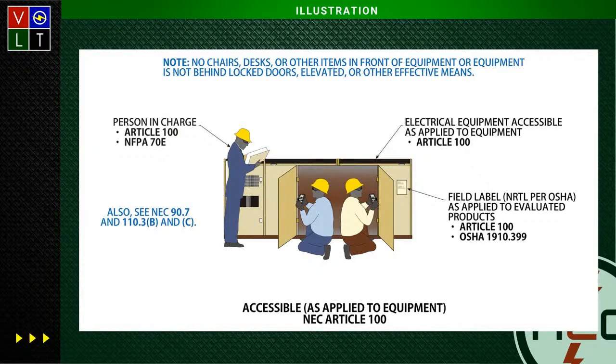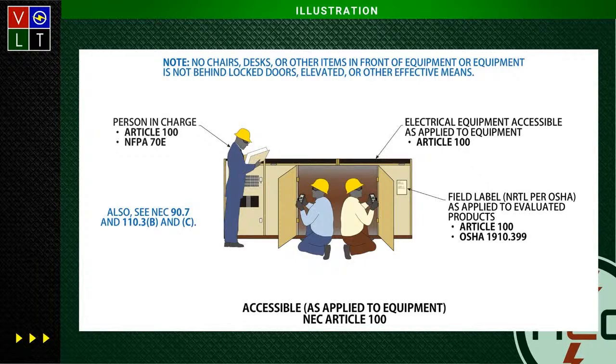And we also put in here that the main note to this was that no chairs, desk, or other items in front of equipment, or equipment is not behind locked doors, elevated, or other effective means. Okay, that's where we get in and talk about it being accessible. And this is where it's applied to equipment itself. Now when I look at this, I started thinking about this a little bit, and I was like, okay, now we have accessible as applied to equipment.